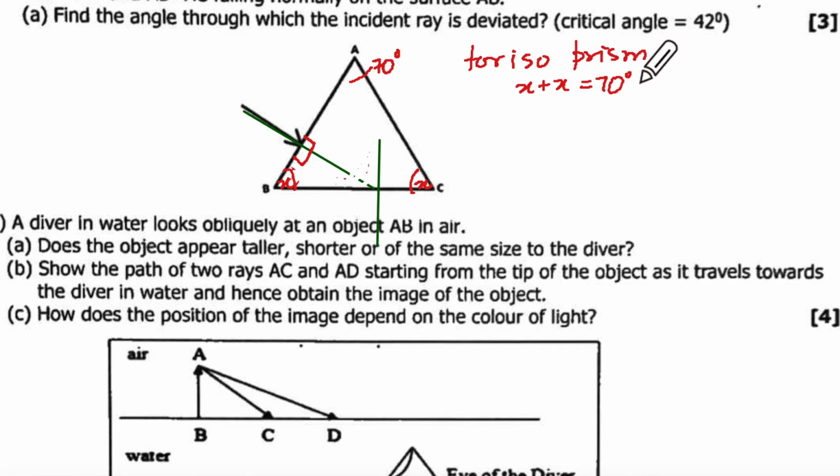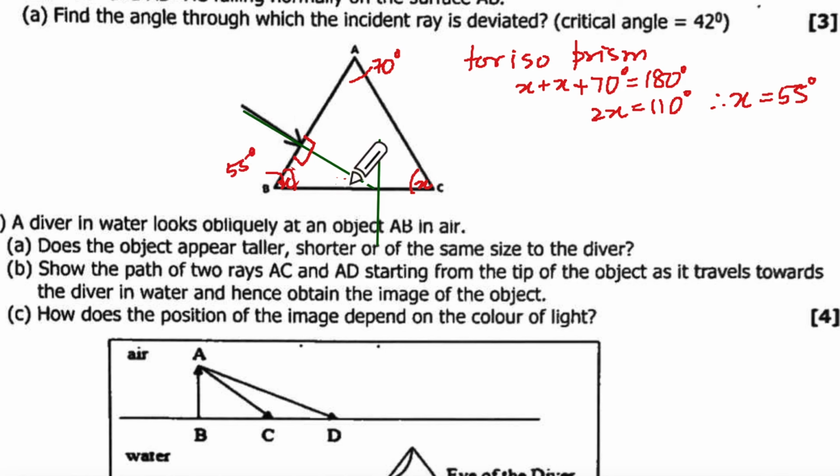You'll have to write x plus x plus 70 degrees equal to 180 degrees. So 2x equal to 110, x equal to 55 degrees. So this is your 55 degrees. This angle becomes how much? 90 minus 55, which is how much? 35 degrees. And this angle becomes how much? 55 degrees.